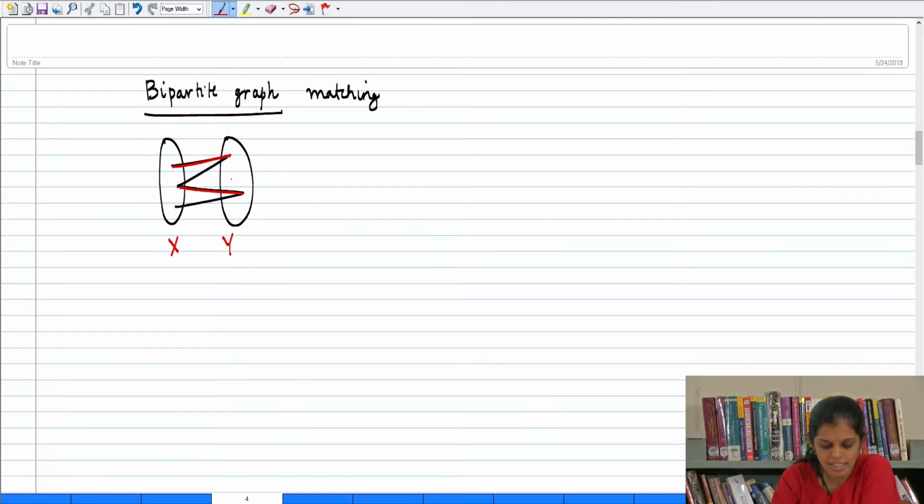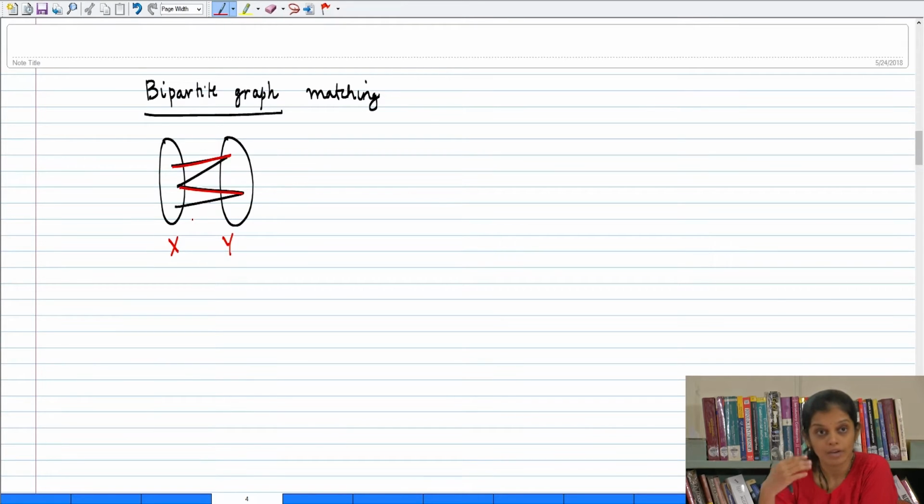So my question is, in this graph, is this red matching a maximum matching, or can you find me a matching which has size 3? Why is this a maximum matching? Augmenting path, very good. So you know that there is a characterization of matchings which says that a matching is maximum if and only if there is no augmenting path with respect to it, right. So now we are going to see whether we can actually use that idea and get an algorithm to compute a maximum matching in a bipartite graph, right.